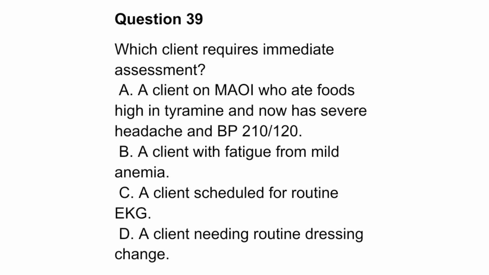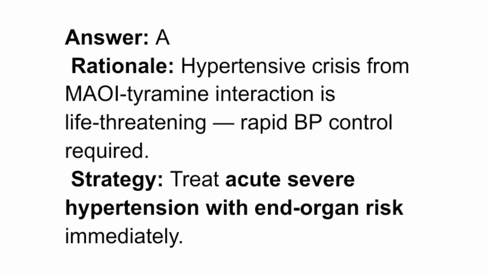Question 39. Which client requires immediate assessment? A. A client on MAOI who ate foods high in tyramine and now has severe headache and BP 210/120. B. A client with fatigue from mild anemia. C. A client scheduled for routine EKG. D. A client needing routine dressing change. Answer: A. Rationale: hypertensive crisis from MAOI tyramine interaction is life-threatening, rapid BP control required. Strategy: treat acute severe hypertension with end organ risk immediately.